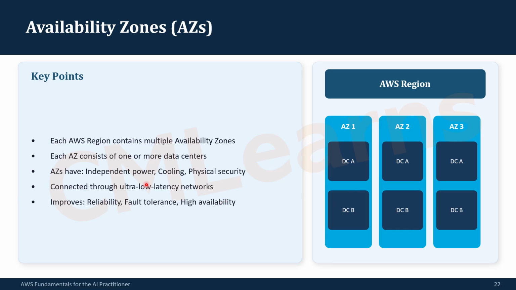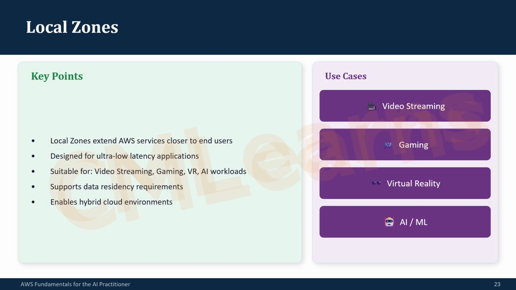AZs have independent power, cooling, and physical security, a whole infrastructure of their own, connected through ultra low latency networks, and this improves reliability, fault tolerance, and high availability. That's why we need multiple data centers, for improving reliability and fault tolerance. If any catastrophe happens, we should have another backup. That's why.